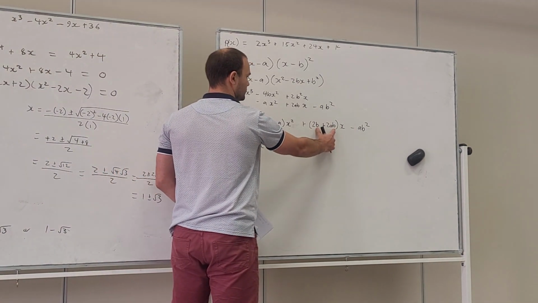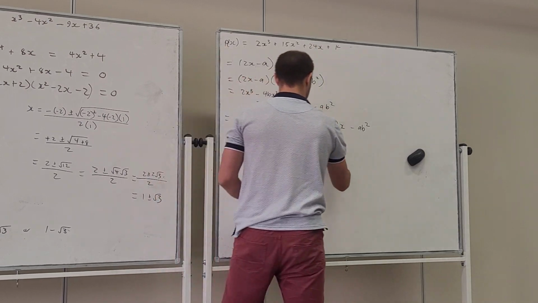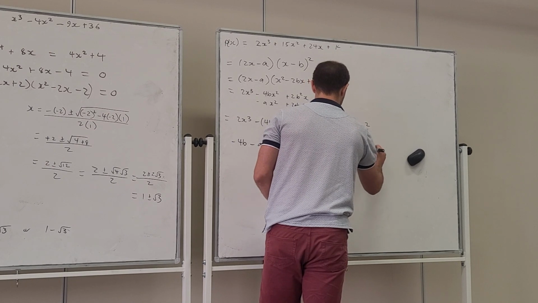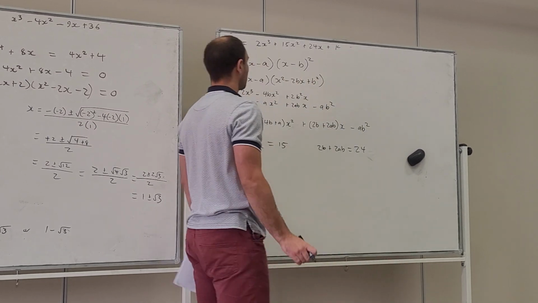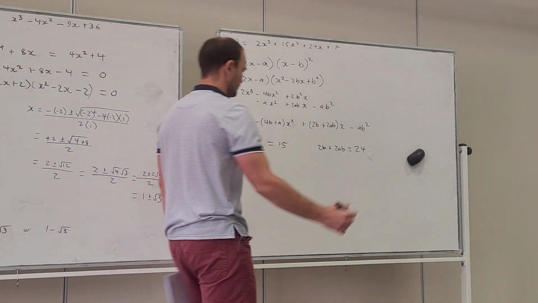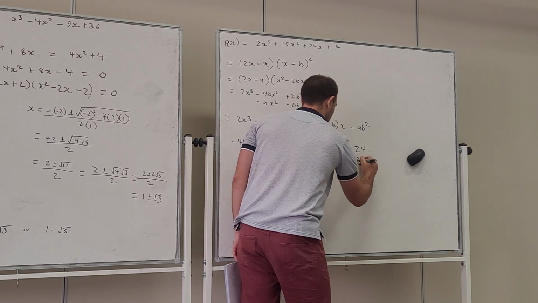The other one we have is 2b plus 2ab equals 24. Okay, now this we can, equals 24, sorry. Just equating the coefficients. That one we can divide by 2, right? Just to reduce the amount of factors we've got involved. B plus ab equals 24.